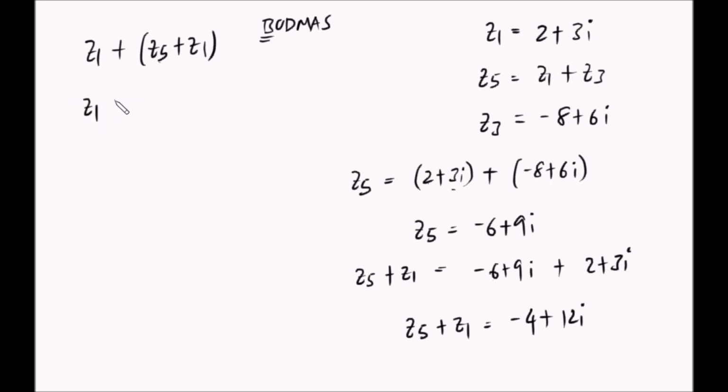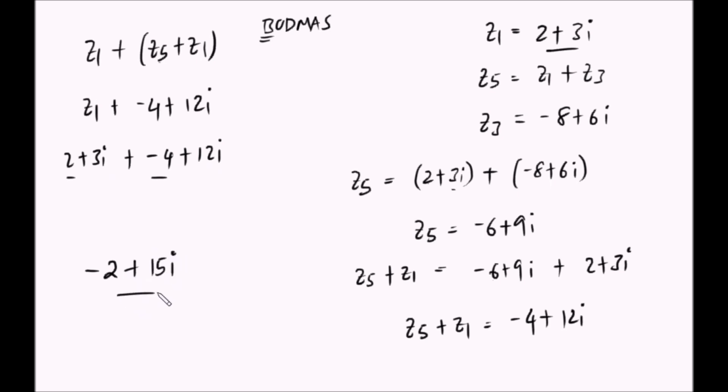So z1 plus brackets z5 plus z1, what we have found is negative 4 plus 12i. Let me write it well. So z1 is 2 plus 3i plus negative 4 plus 12i. So 2 plus negative 4 you get negative 2, then 3i plus 12i you get 15i. Now this is the answer of this part A here. z1 plus z5 plus z1.